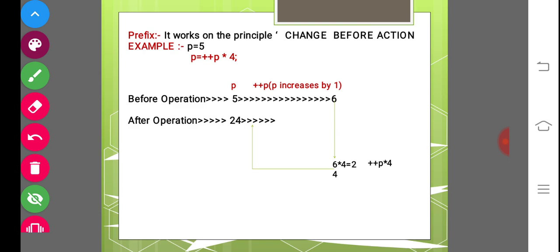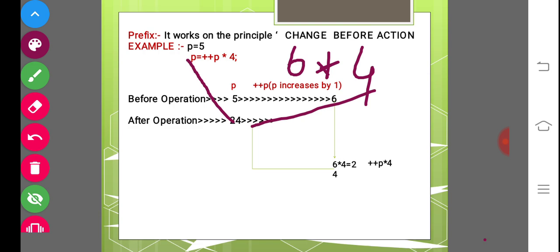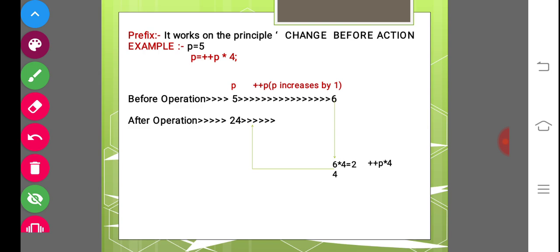So it means ++5, first this part will get executed. What is the result of ++p? The result is 6. Multiply by 4 and the answer is 24. 24 will be stored in my p variable. So before the operation, what is the p value? 5. After the operation, what is the p value now? 24. Now, after this, let's understand the working of the postfix.